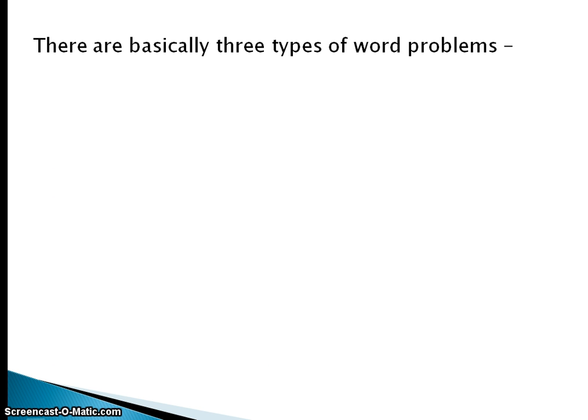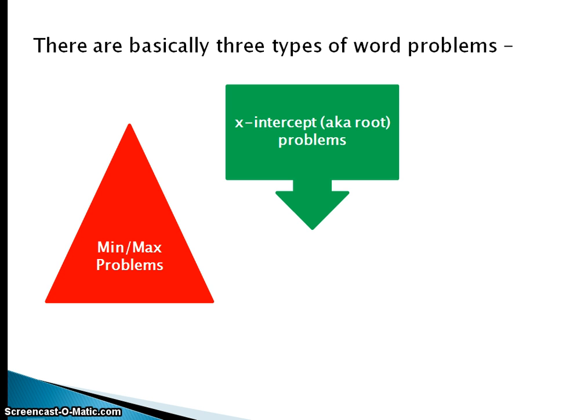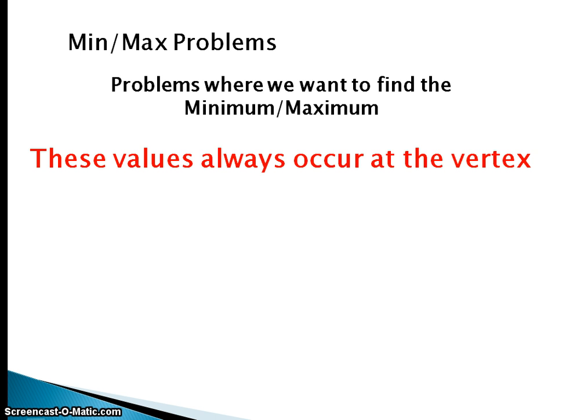There are basically three kinds of word problems for quadratics. The first are minimum-maximum problems, min-max problems. The second type are x-intercept problems, or sometimes we call x-intercepts roots or zeros. And the third type is evaluate the function type problems. Please pause now and make sure that you have these three kinds of problems spelled out in your notes.